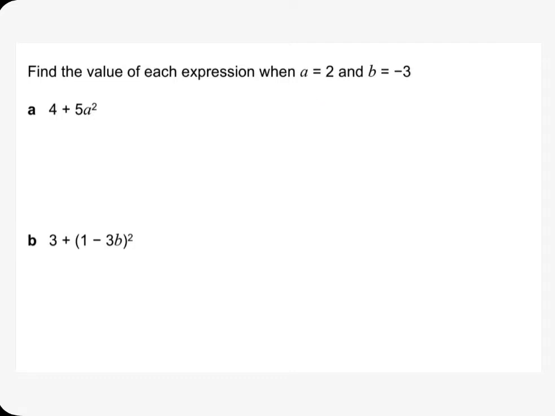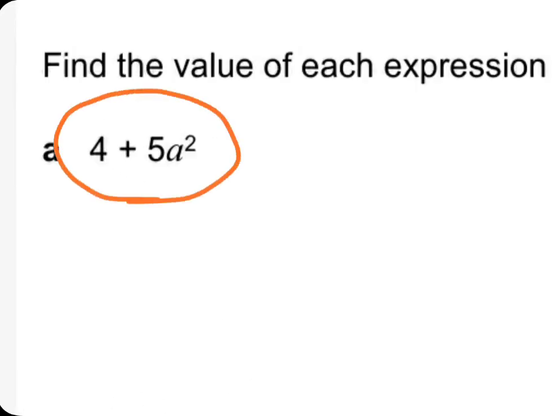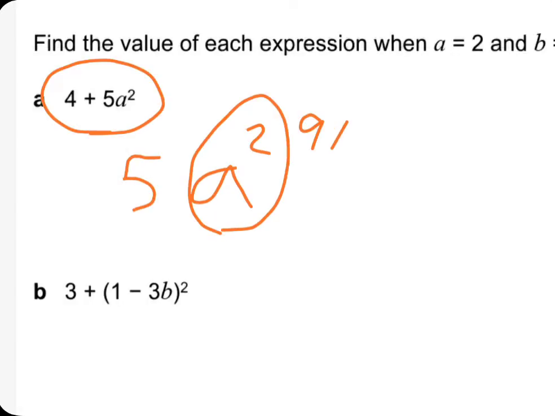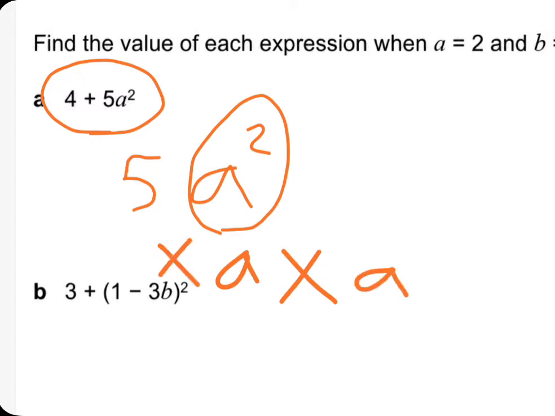Now, let's take a look at a. 4 plus 5a squared. Remember, guys, 5a squared, this is very important. It means that a is squared, so it's a times a, and then you multiply it by 5. So 5a squared means 5 times a times a. Remember, it's not addition, it's multiplying.